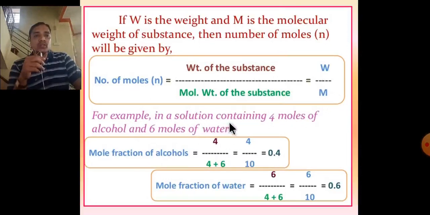For example, in a solution containing 4 moles of alcohol and 6 moles of water, the mole fraction of alcohol is 4 divided by 4 plus 6, which is 4 upon 10, equal to 0.4. The mole fraction of water is 6 divided by 4 plus 6, that is 6 upon 10, equal to 0.6.